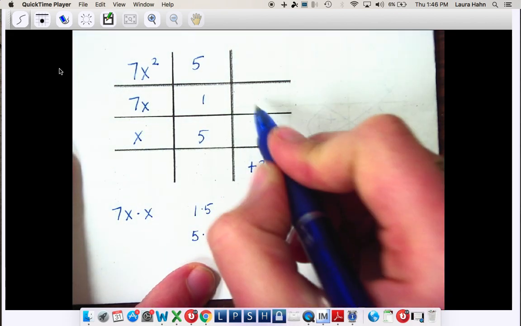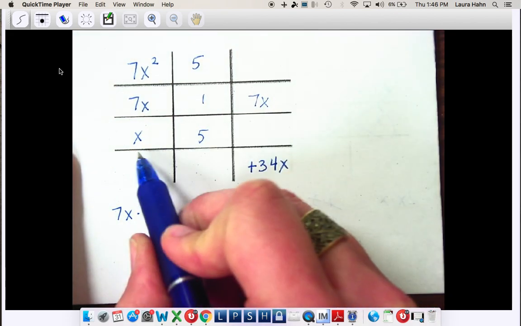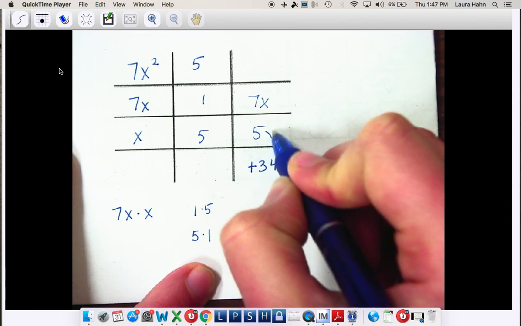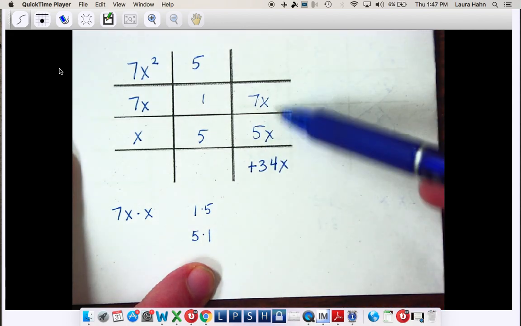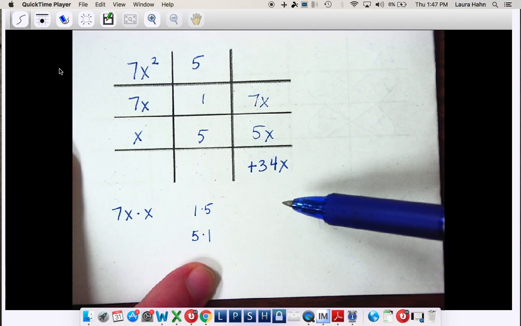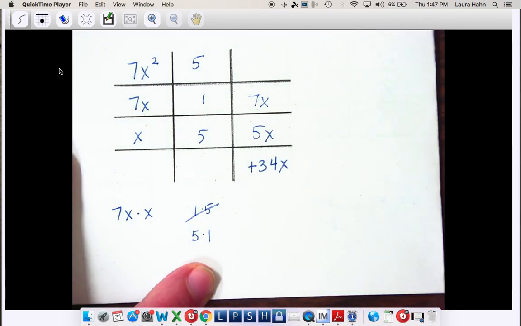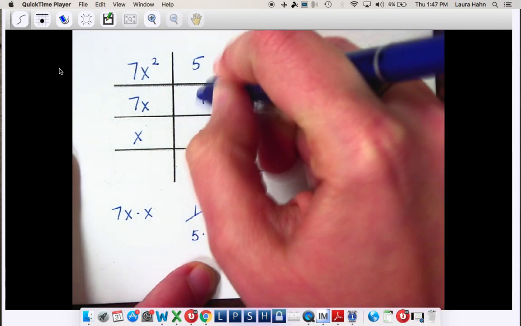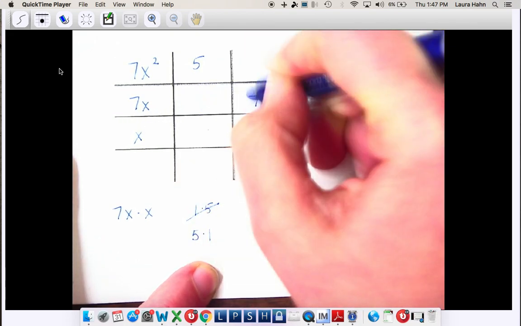7x times 1 is 7x. X times 5 is 5x. So I'm trying to think, is there any way I can add or subtract these two numbers, 7 and 5, to get to 34? There's not, so I know that's wrong. And I'm erasing. Let's try another option.